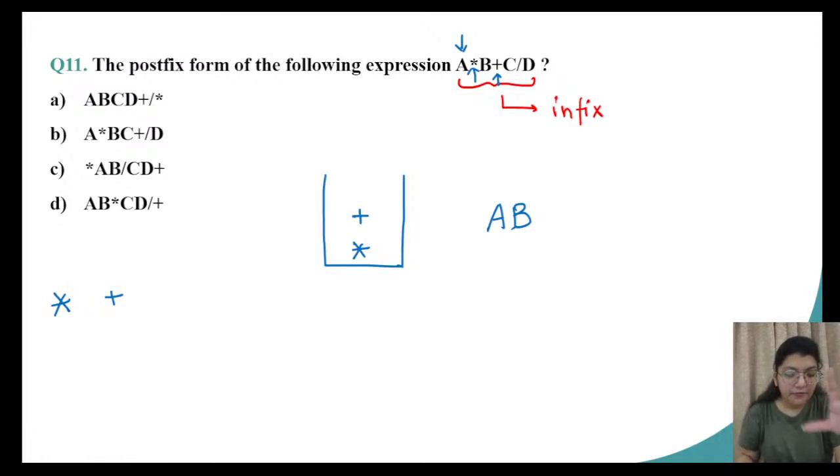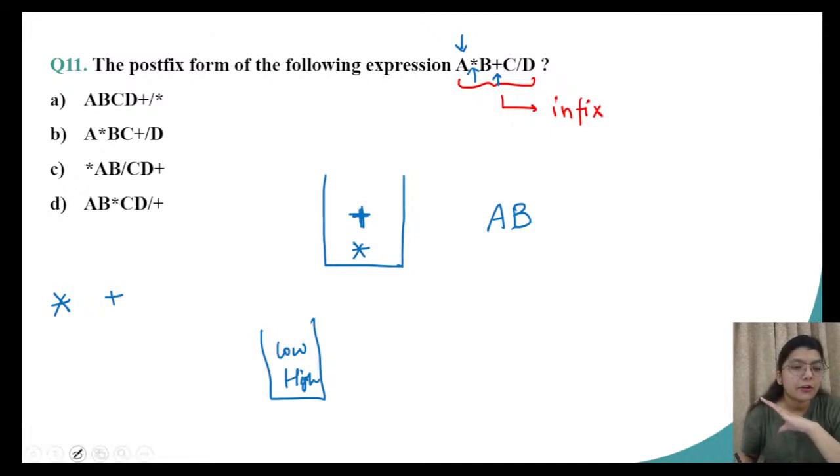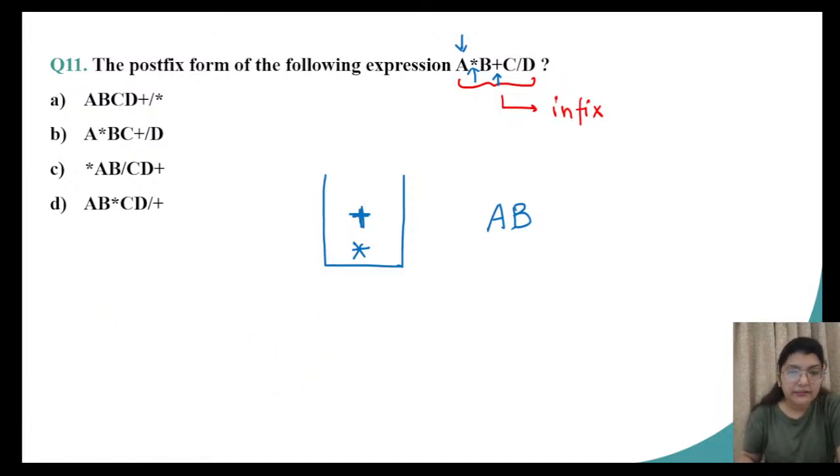Multiplication is of higher priority, plus is of lower priority. Can a lower priority come over higher priority? If I say this is higher priority and this is low, can low come? No, right? So whenever, listen very carefully, whenever a low priority operator will come above a high priority, we will pop the high priority.